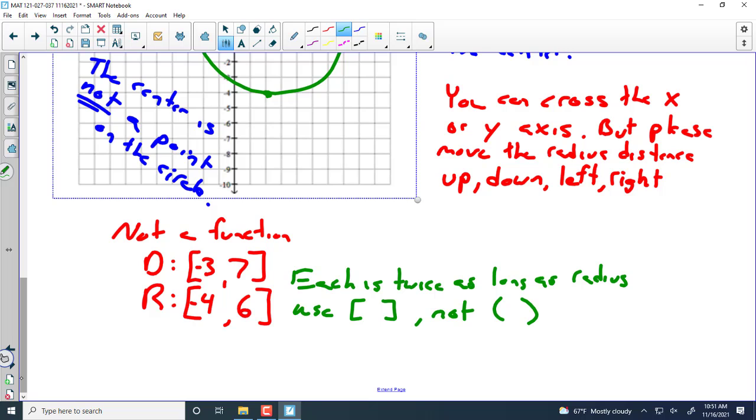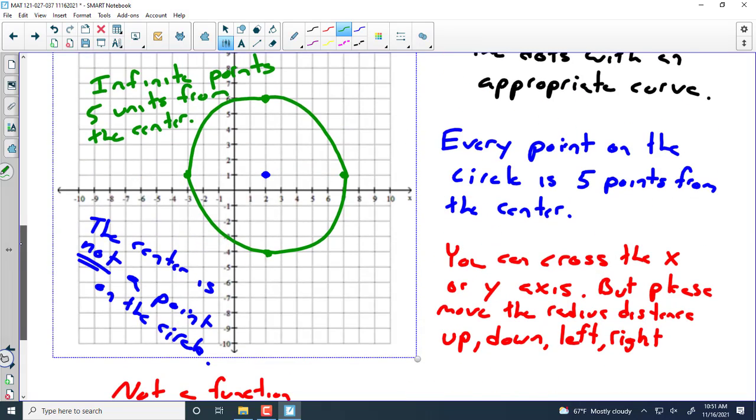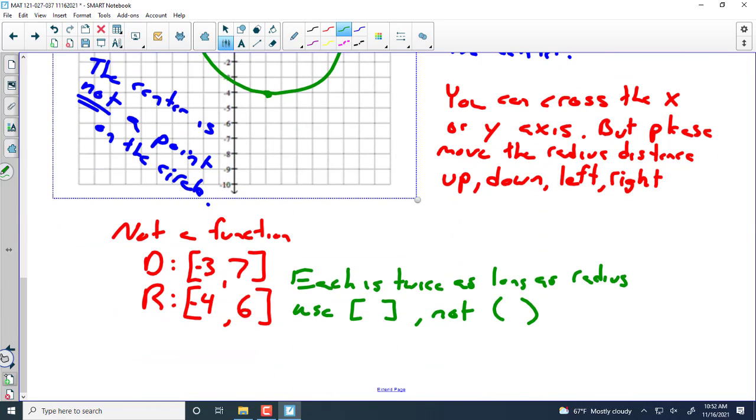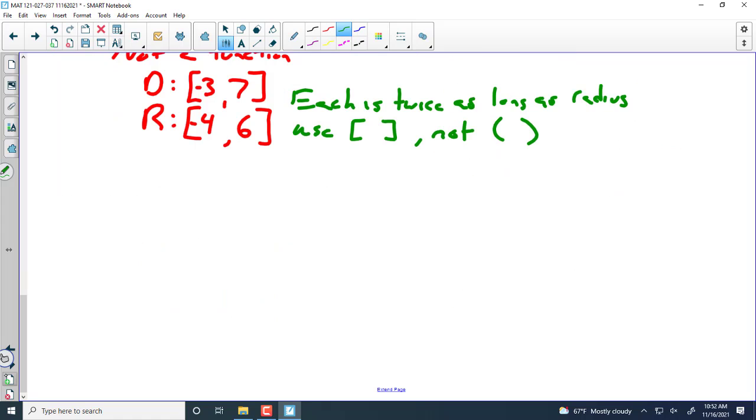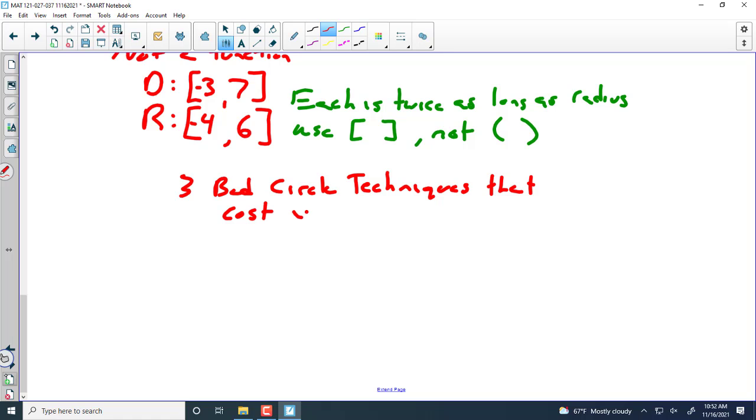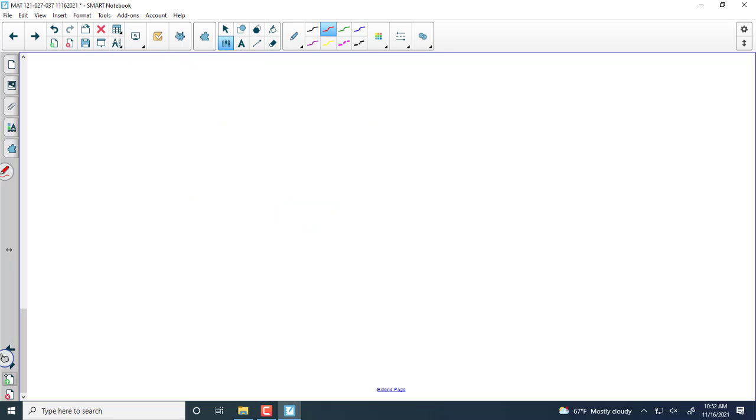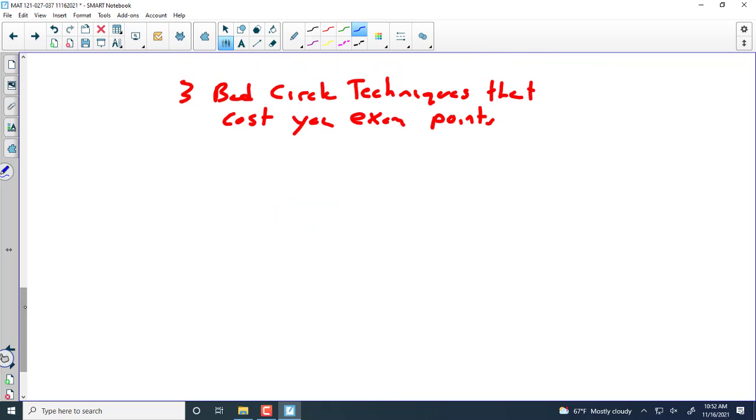So I am not going to try and destroy you on the exam by saying your circle isn't perfect, because as you can see, my circle isn't perfect. But there are 3 things I will usually mark people off for on an exam with drawing circles. 3 bad circle techniques that cost you exam points. I actually have names for them also. I call them the miss, the diamond, and the clover.